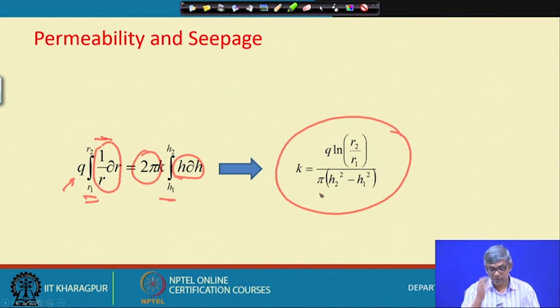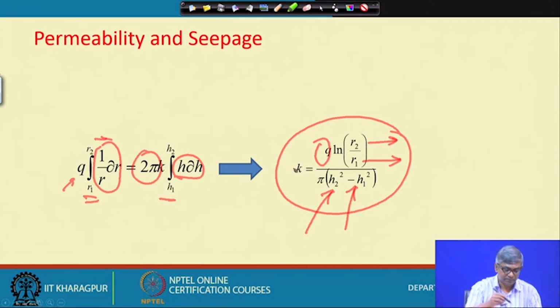So, what are the observations? I have to fix two observation wells at distances r1 and r2, which are known. After steady state discharge, I have to observe the head in observation well 1 and observation well 2, that is, what the heights are. These have to be observed, and q, the steady state seepage discharge, has to be measured. Then I can put these in this equation and get the value of the coefficient of permeability.